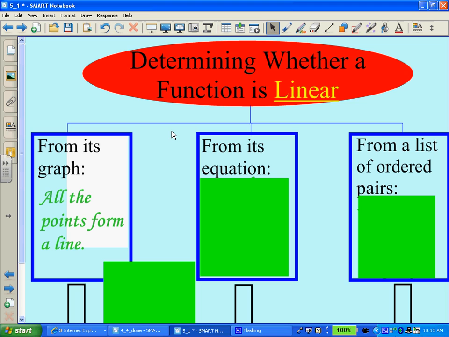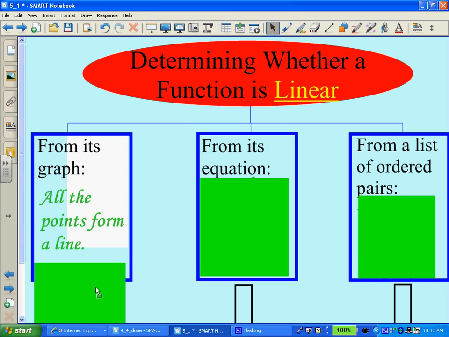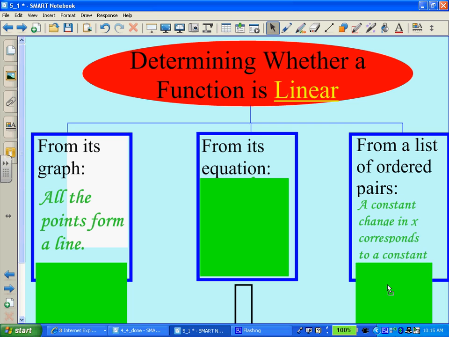Okay, so if we go back to our original slide here, from the graph, all the points form a straight line, and I should add in there, it passes the vertical line test. Okay, because it has to be a function before it can be a linear function.